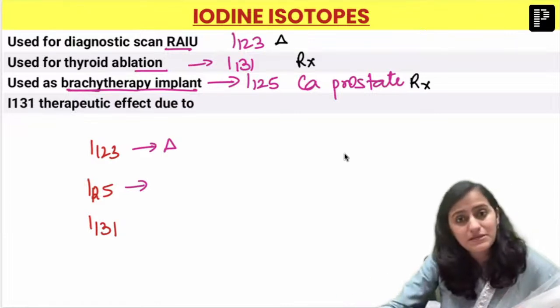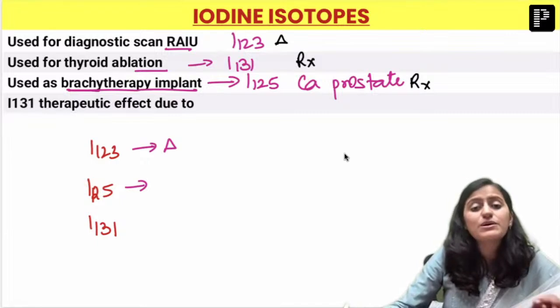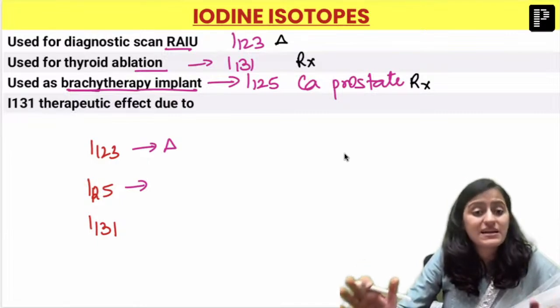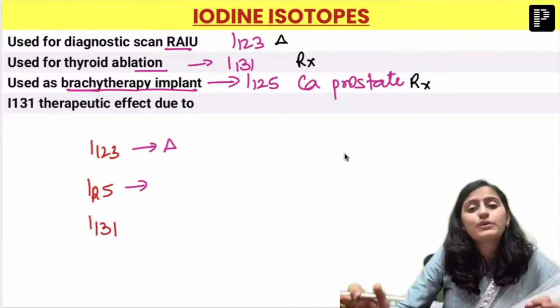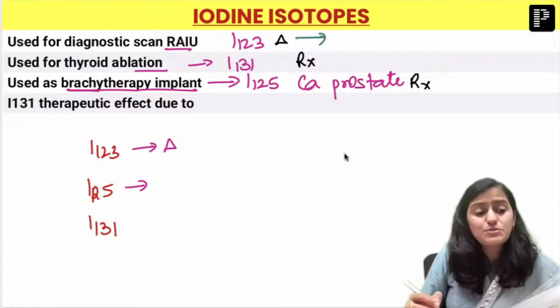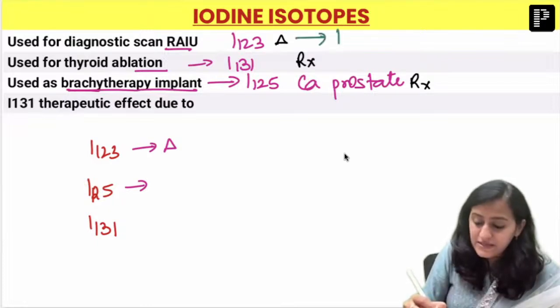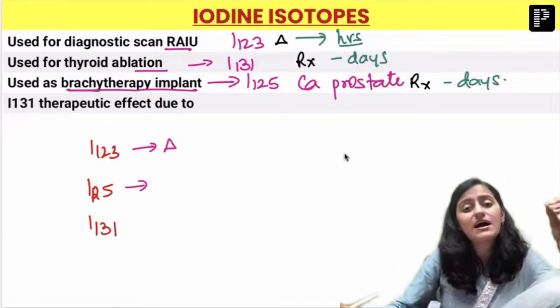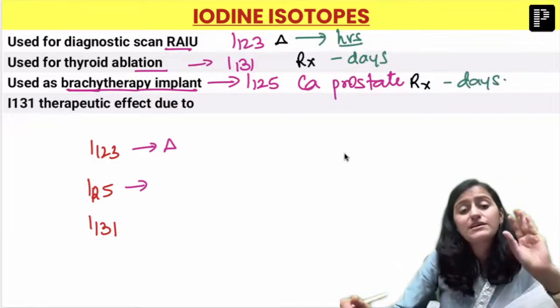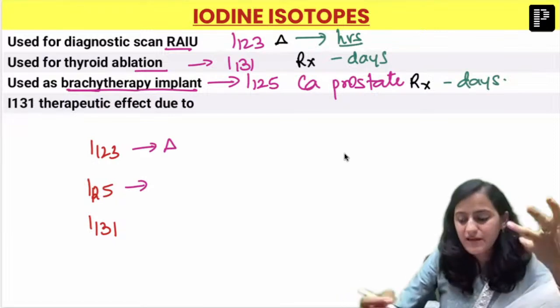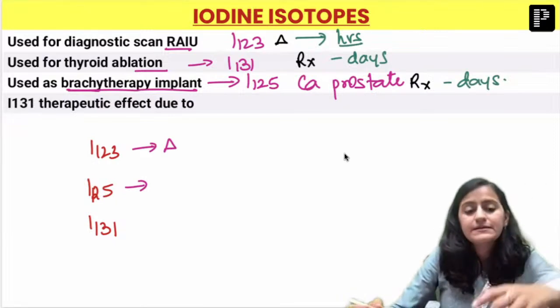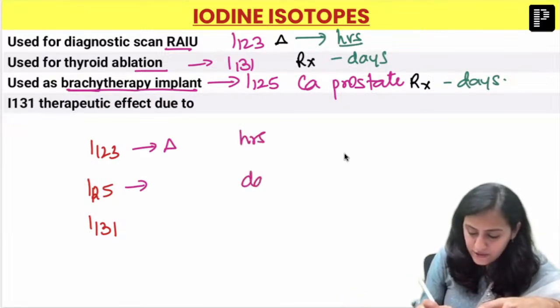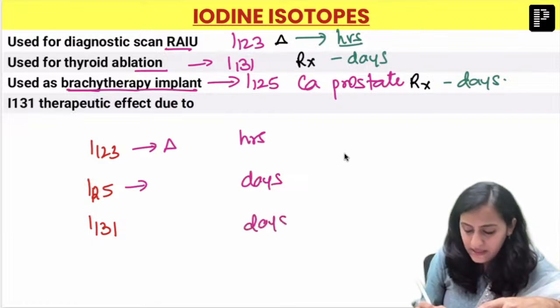This is for treatment. So logically thinking, which one will have a shorter half-life? The one which is diagnostic, that is iodine 123. Right? So this will have the half-life in hours. The rest will have the half-life in days. That is how you remember which is hours and which is days. 123 is for diagnosis, so a short half-life, right? We do not want radiation for long. So this is going to be in hours. This is going to be in days. This is going to be in days.